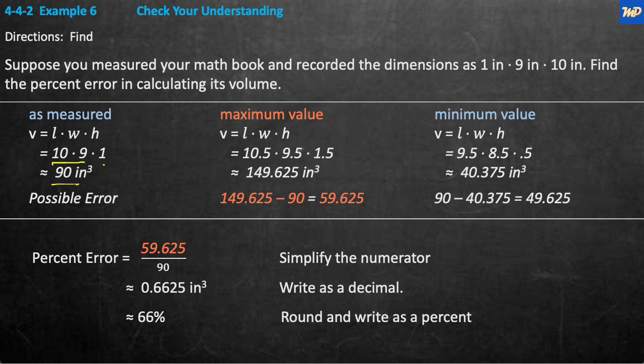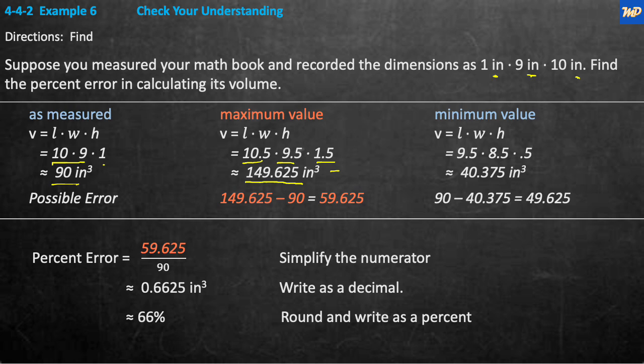So how about this? The maximum value is length, width, and height, and we're going to add the half inch. Since we're in inches, it just says inches, inches, inches. So we can have half inches as our half units, right? So over here we got 10 and a half times 9 and a half times 1 and a half. And when you multiply that, you're going to get 149.625 inches cubed.